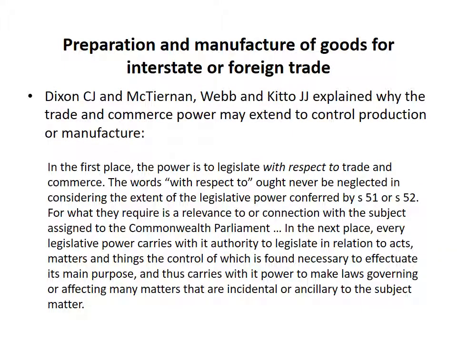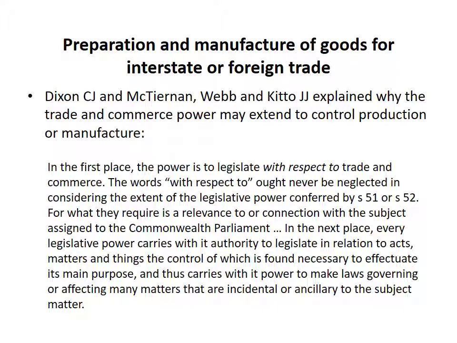Chief Justice Dixon and Justices McTiernan, Webb, and Kitto explained why the trade and commerce power may extend to control of production or manufacture. "In the first place, the power is to legislate with respect to trade and commerce. The words 'with respect to' ought never be neglected in considering the extent of the legislative power conferred by Section 51 or Section 52, for what they require is a relevance to or connection with the subject assigned to the Commonwealth Parliament.